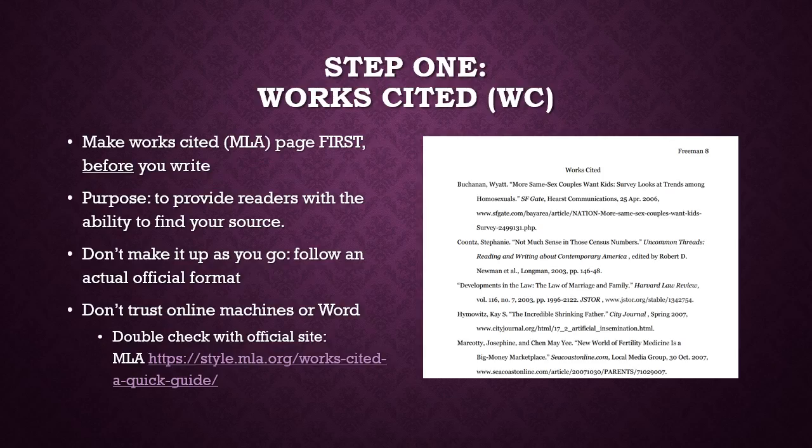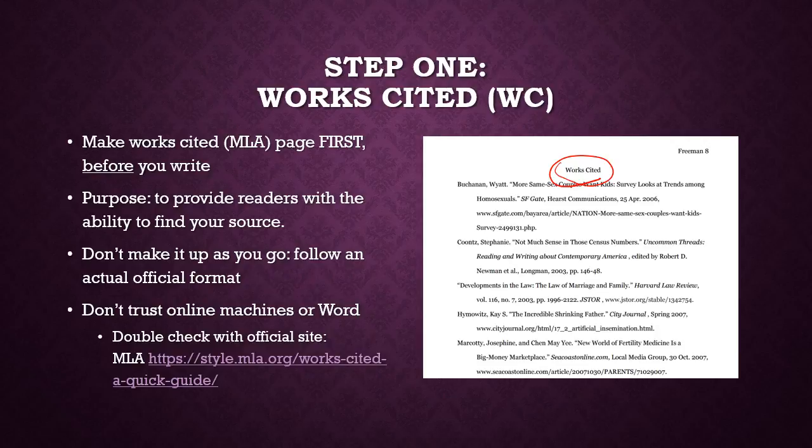So the first thing you want to do when you are going to write a paper and work with outside sources is to create your works cited page. And even though that comes last on your paper, that's the first thing you want to do, create that works cited page. So for MLA, it's called a works cited page. It's not called a references page or a bibliography. It's called a works cited page, as you can see right here.